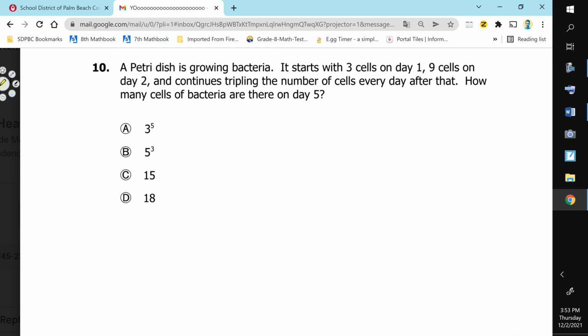Number 10. A petri dish is growing bacteria. It starts with 3 cells on day 1, 9 cells on day 2, and continues tripling the number of cells every day after that. How many cells of bacteria are there on day 5?